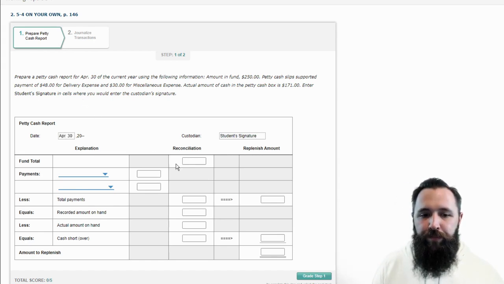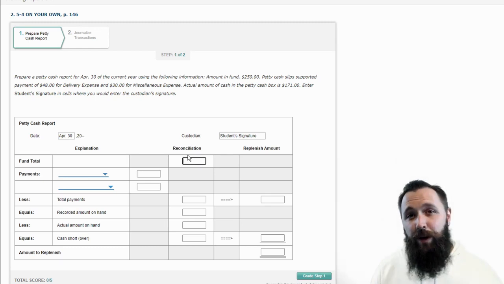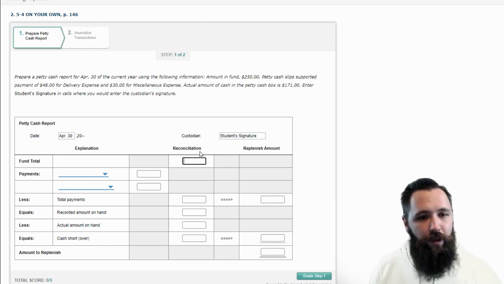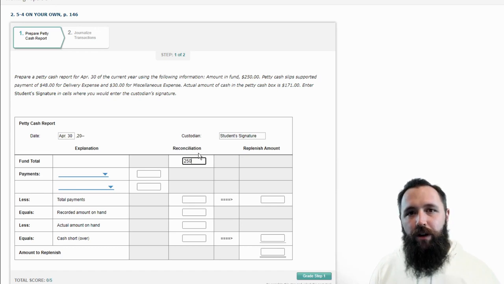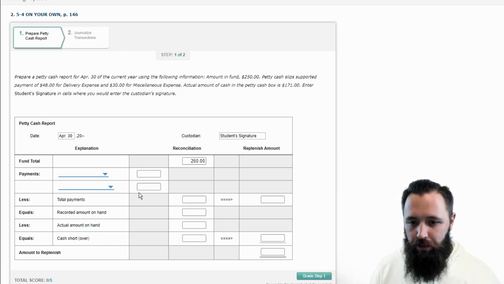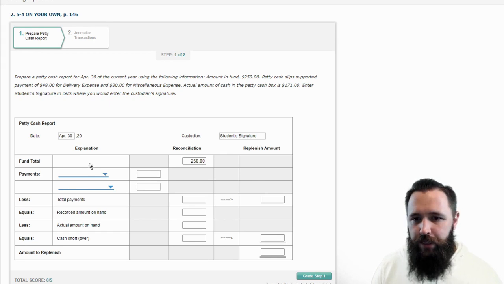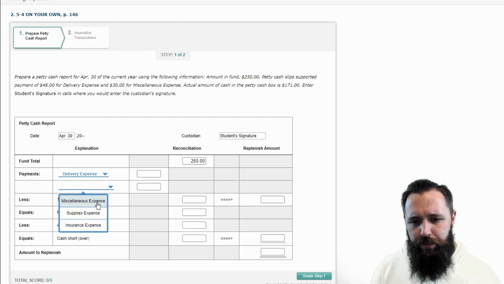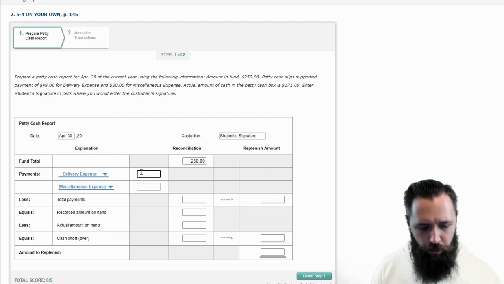When we look at the reconciliation amount, the amount that we need to bring the petty cash fund to is $250. It looks like we had a couple payments here, and it was for delivery expense and miscellaneous expense. And it was $48 and $30.